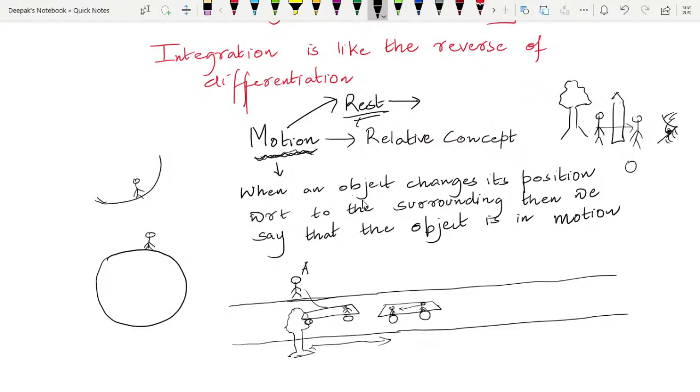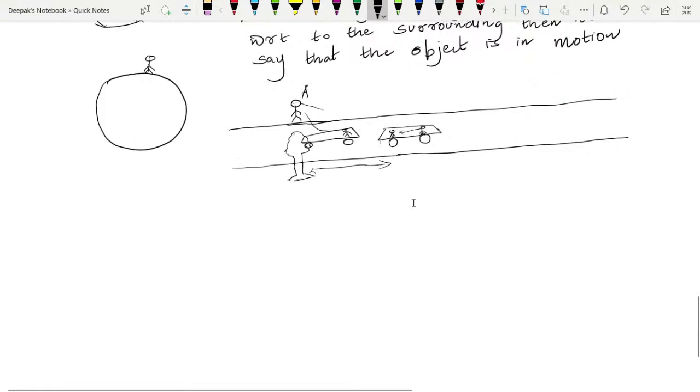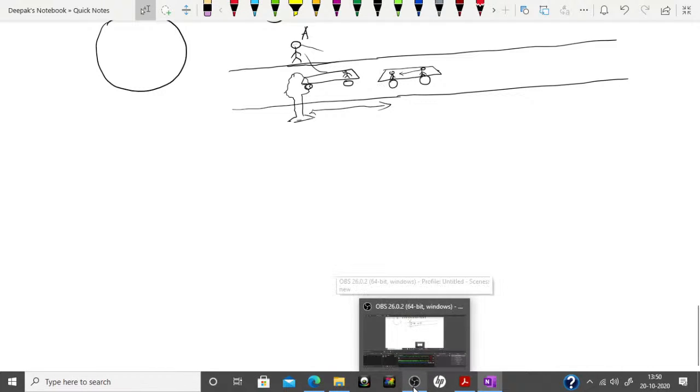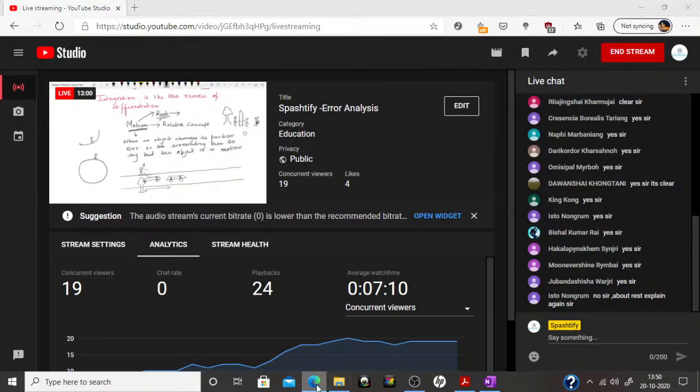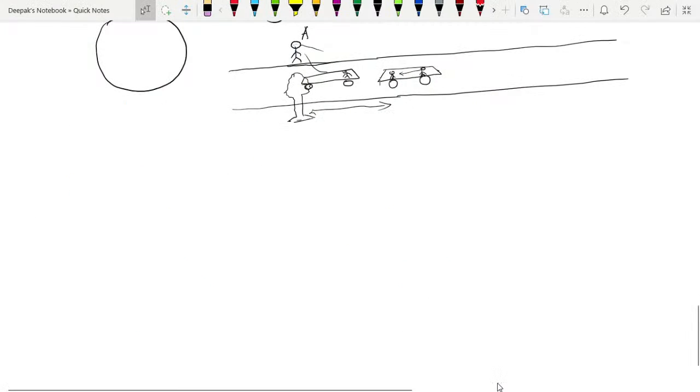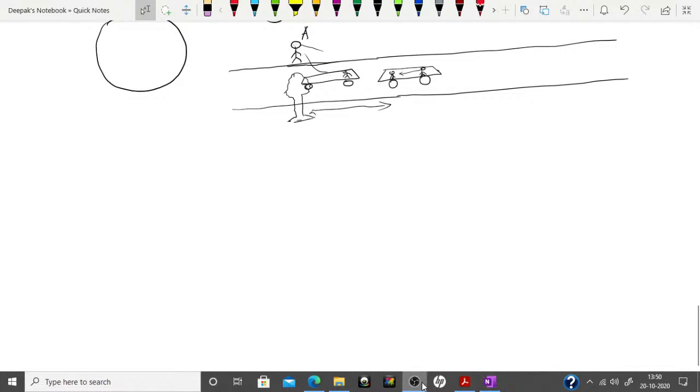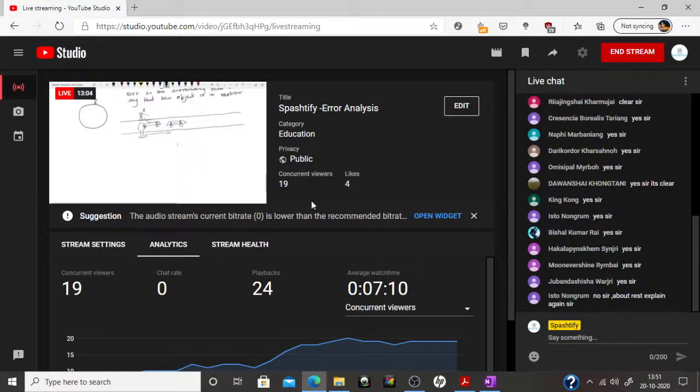Like the example I gave, if you were sitting inside a car with a passenger and you watch that passenger, he is always at the same position. He is not moving around in the car, he will be sitting there only. But for a person standing on the road, this person is also in motion, because the car is moving. That's what I'm saying. Is it clear now about rest?